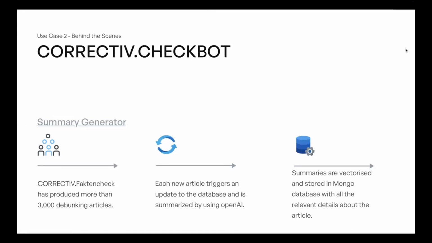The problem that we wanted to solve is removing obstacles faced by Correctiv users when checking claims against Correctiv's fact-check database. Our solution will accept a claim in text and generate a textual output on whether the claim is true or false. Our first step is to summarize 3,000-plus Correctiv articles and turn the summaries into vector entities on MongoDB.